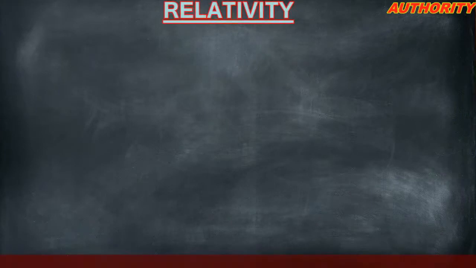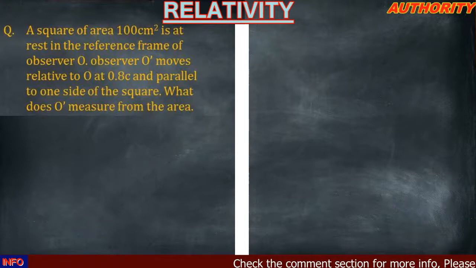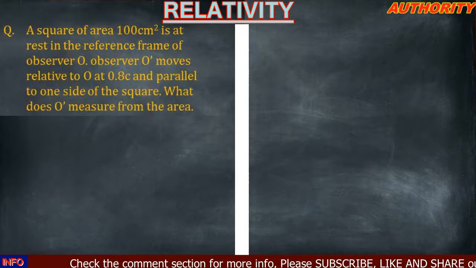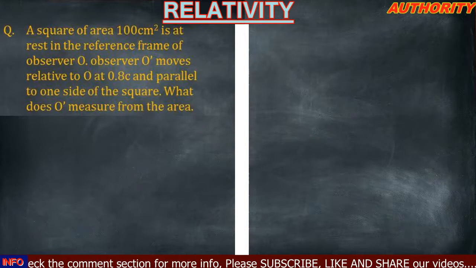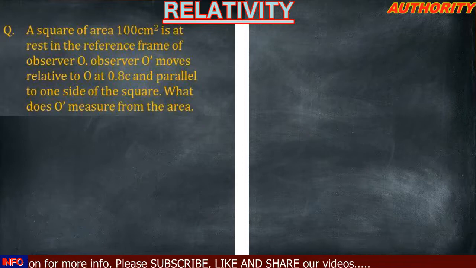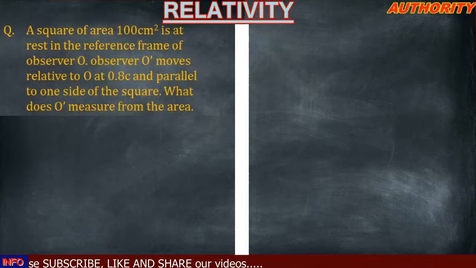Today, let's talk about relativity in physics. And then let's take a look at this question. A square of area 100 cm squared is at rest in the reference frame of observer O. Observer O prime moves relative to observer O at 0.8 c and parallel to one side of the square. What does observer O prime measure from the area?